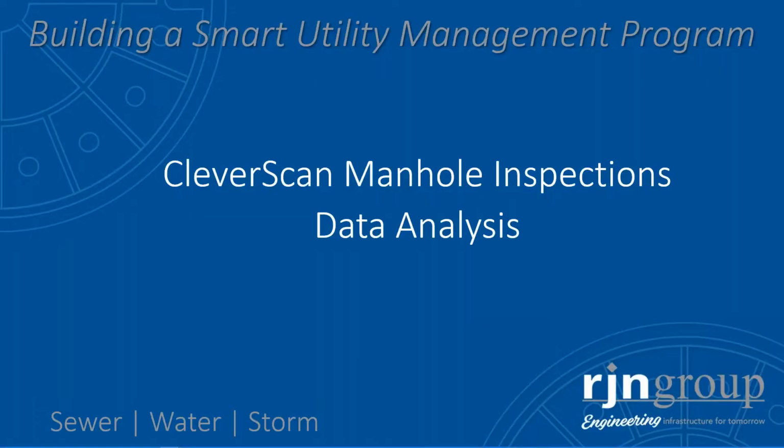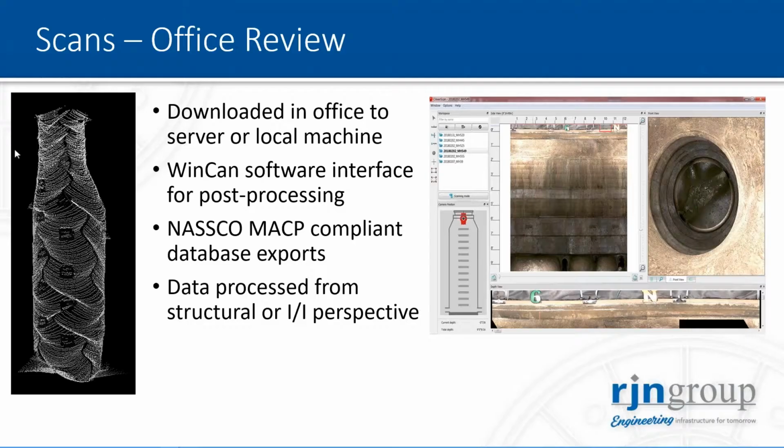So once the scan is accomplished, most of the work happens in the office. Data is downloaded from the portable external drives, and WinCan software reviews the information that's received. All of these scans are reviewed for NASSCO level 1 or 2, and you can do as much or as little of callouts within your scans.